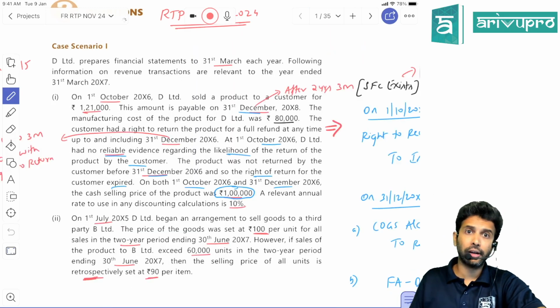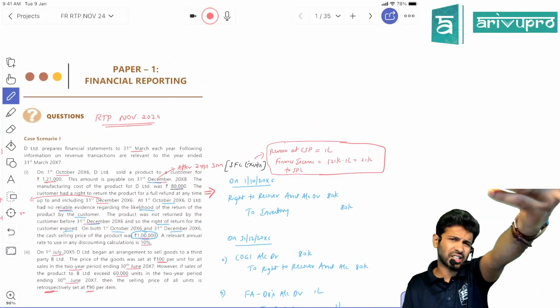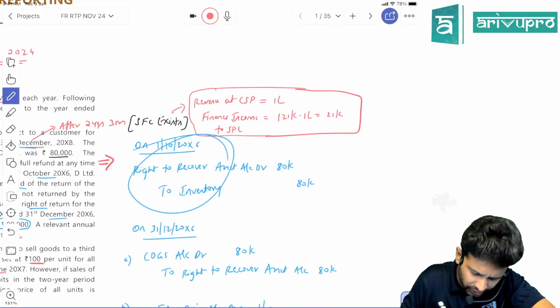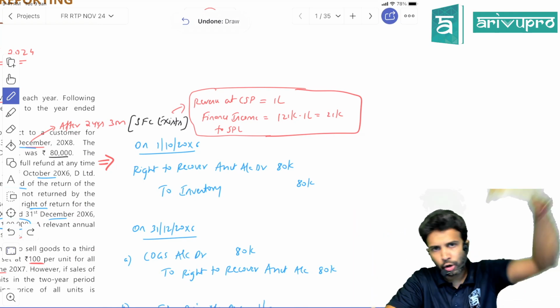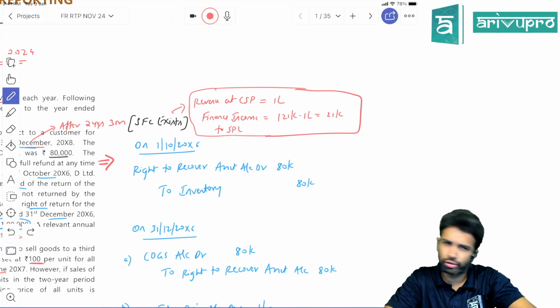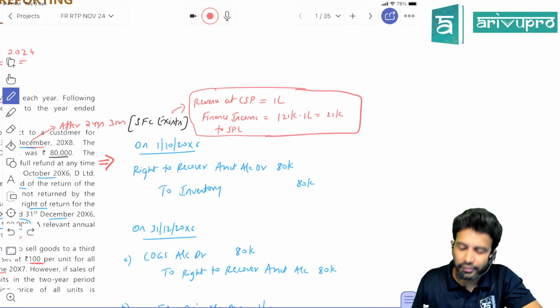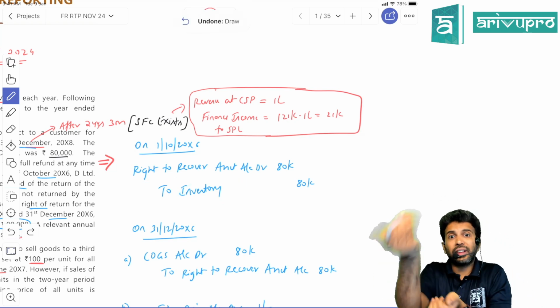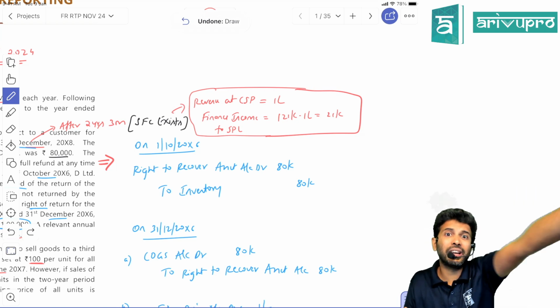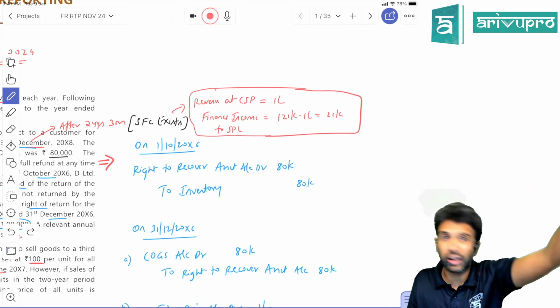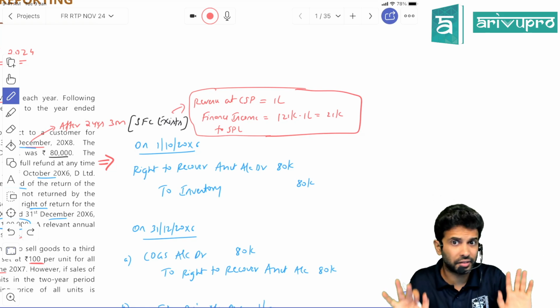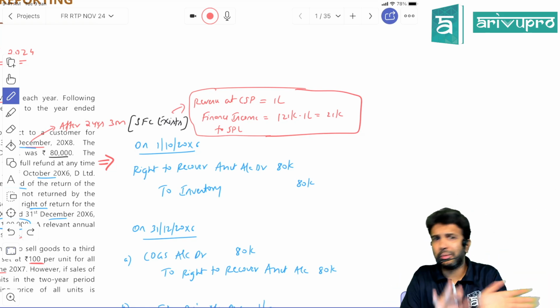So what journal entry should we pass? Journal entry they have not asked, just in case you want. On 1st October, you've already given the product to the customer, so your inventory has to be reduced, right? So that means reduce your inventory by crediting inventory, right? But if the customer returns the product, we have an obligation to return the money. So we have to book a refund liability, though they have not told whether we have received the money or not. So refund liability we will not talk about.